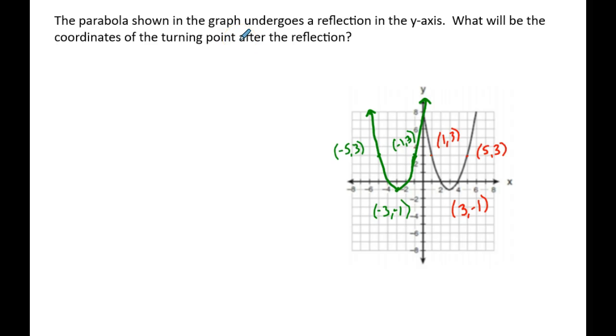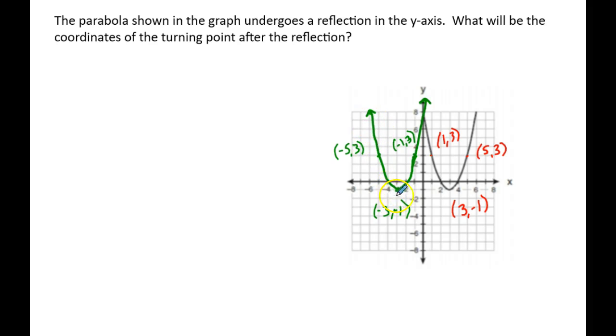So the first thing we can do is look at some of the points of the original graph. We had our vertex at (3, -1). We had some points at (5, 3) and (1, 3). We know from our notation that after this reflection across the y-axis, the only value that's going to change is the x value, and it's going to become the opposite. So the new image, the new point after the reflection for (1, 3) is going to be (-1, 3). The new point for (5, 3) is (-5, 3). And then the new point for (3, -1) would be (-3, -1).